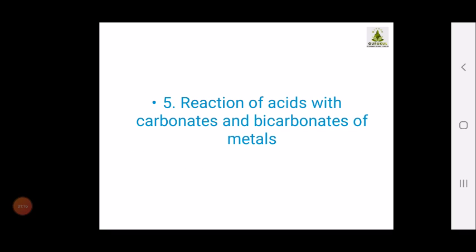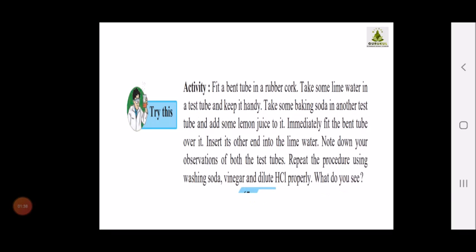Then the next reaction we are going to study is the reaction of acids with carbonates and bicarbonates of metals. That means what happens when any acid reacts with carbonates and bicarbonates of metals. For this we have to perform an activity. Fit a bent tube and a rubber cork. We have to take some lime water in a test tube. Then we take baking soda in another test tube and add lemon juice.